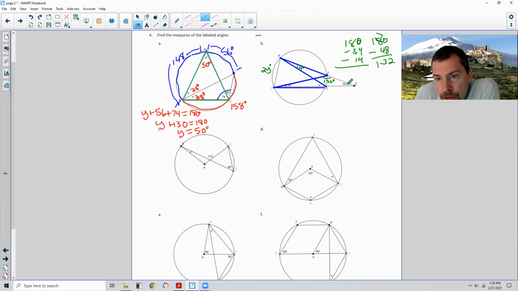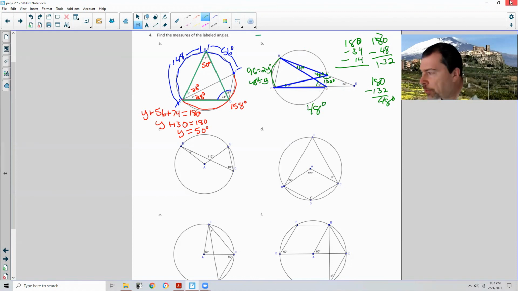Okay. So if that's 132, then I can find this arc right here because that's a straight line and that's a straight angle. So 180 minus 132 obviously is 48 degrees. So this is 48 degrees. And if you look, that intercepts this 2y arc here, which is also y. So 2y equals 48. So 2y equals 96, therefore y equals 48. So this is 48 degrees. Okay, that one was tricky.